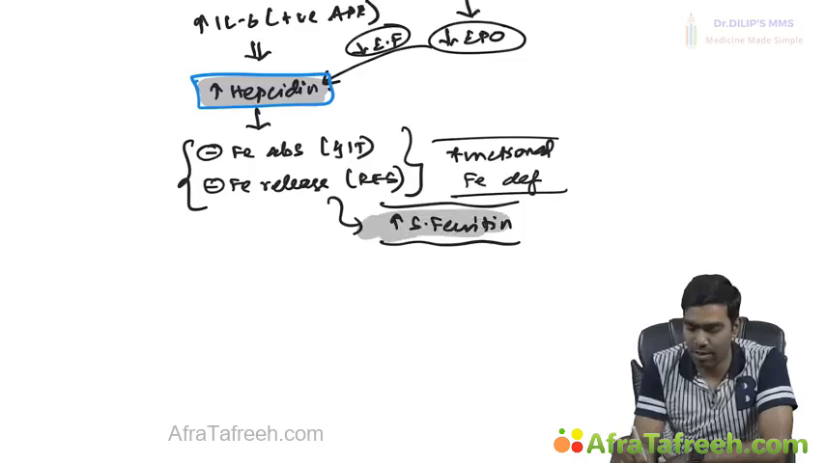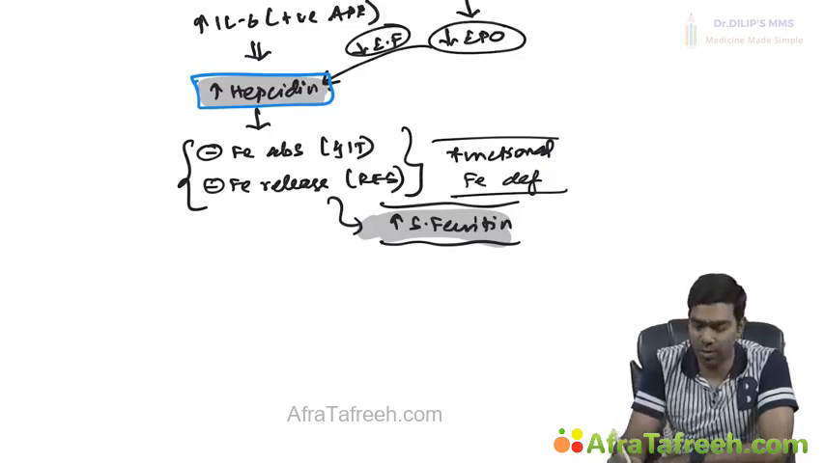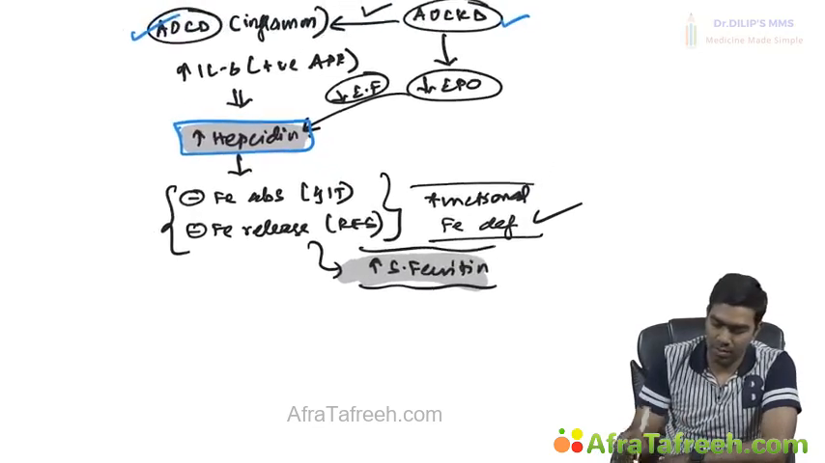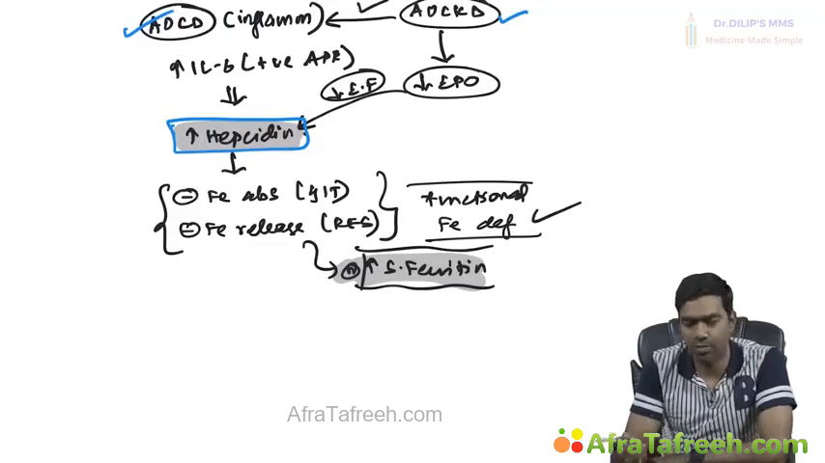So your serum ferritin may be normal or even increased, but your iron cannot be utilized. So this is what we refer to as a state of functional iron deficiency. So maybe a normal or increased ferritin is the norm here in anemia of chronic inflammation or chronic disease.